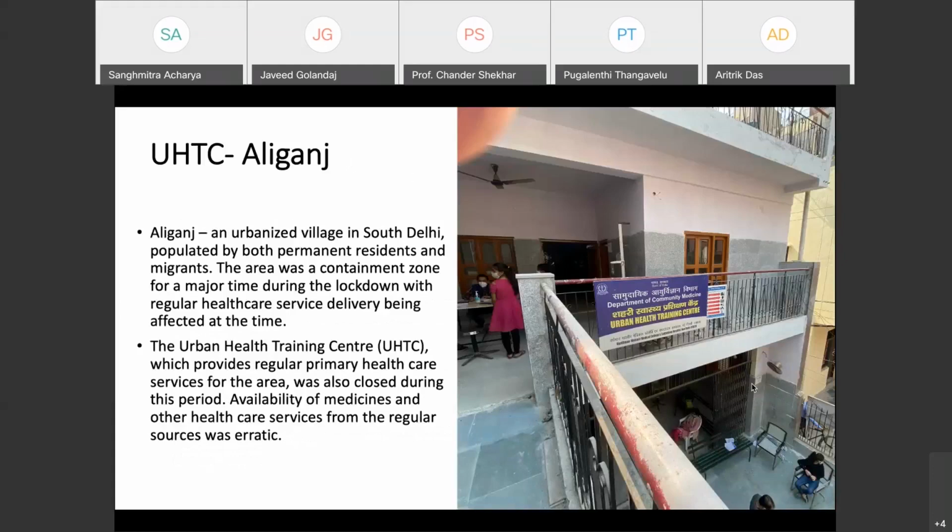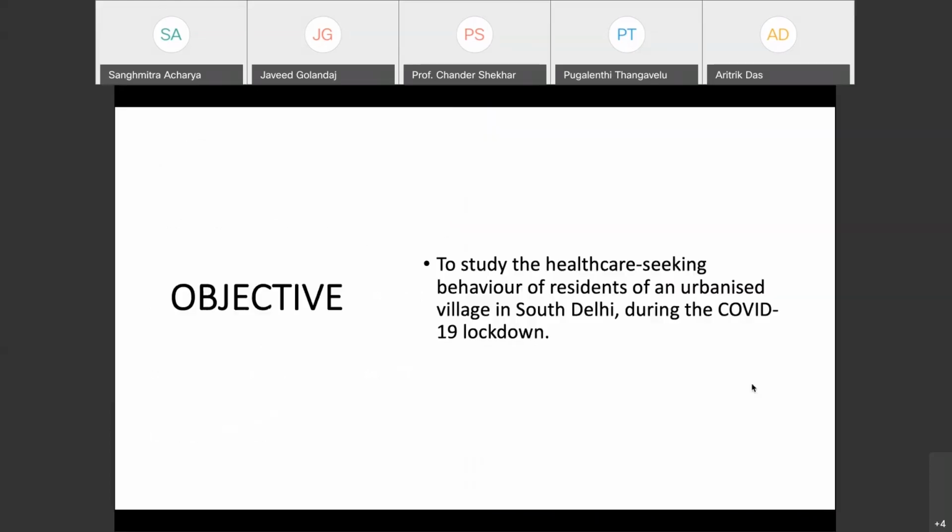Aliganj is an urbanized village in South Delhi, populated by both permanent residents and migrants. The area was a containment zone for a major period during the lockdown, with regular healthcare service delivery being affected at the time. The Urban Health Training Center, which provides regular primary healthcare services for the area, was also closed during this period. The availability of medicines and other healthcare services from the regular sources was also erratic.